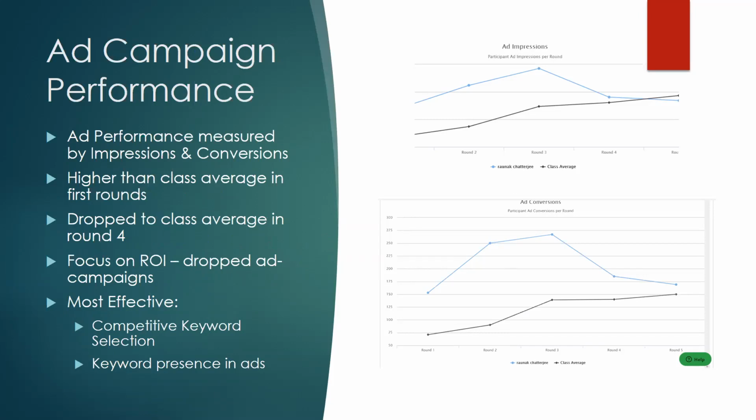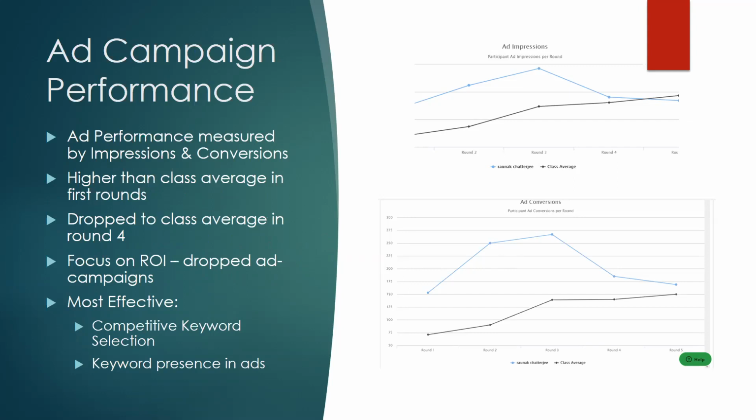What worked best in this space for ad campaigns was improving my keyword selection, going with a higher competitive keyword selection, to improve the number of ad impressions and also improve the amount of ad conversions, and also making sure that the keywords were not just present in the ads, but also present in the landing pages, to help conversion rates. Overall, the first 3 rounds were good, and rounds 4 and 5 were more of an experiment to improve the ROI performance.